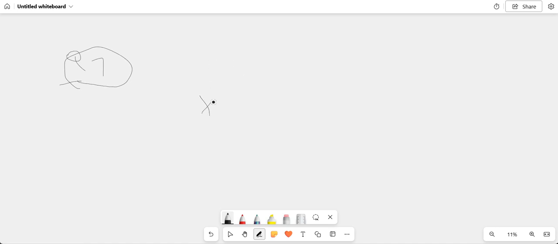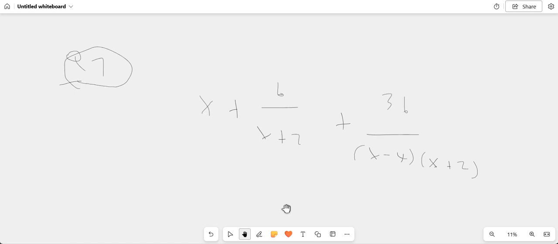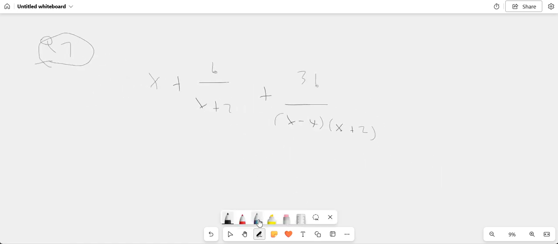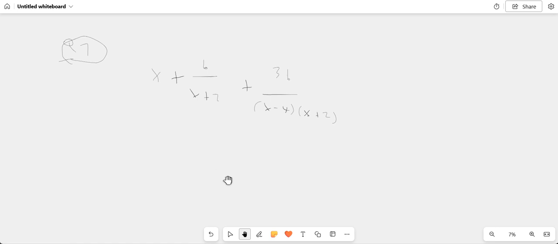So we got x plus 6 over x plus 2 plus 36 over x minus 4, x plus 2. Listen, for this one, you're going to run into some problems if you try to combine it one by one. It's the last question, so just combine it all together. The reason for that is because you just got x, just chilling there. Alright, cool. So let's just combine everything here.